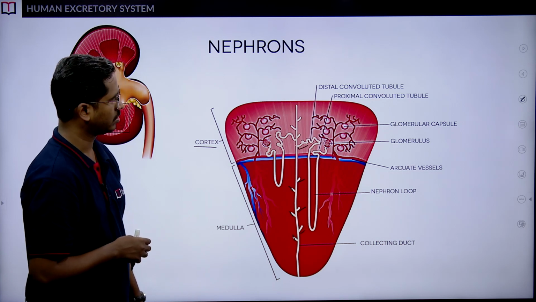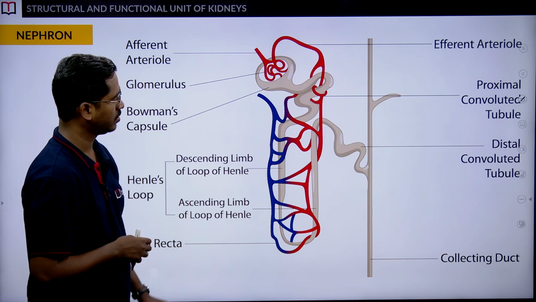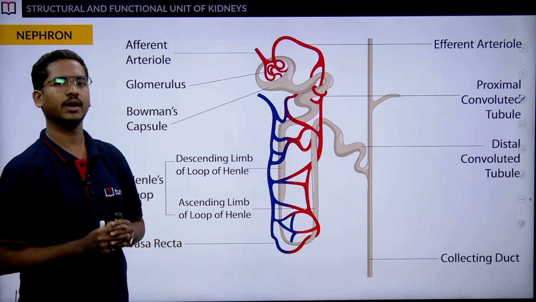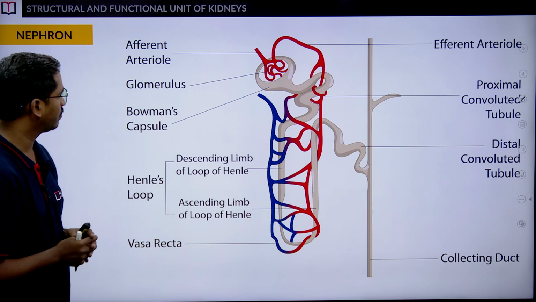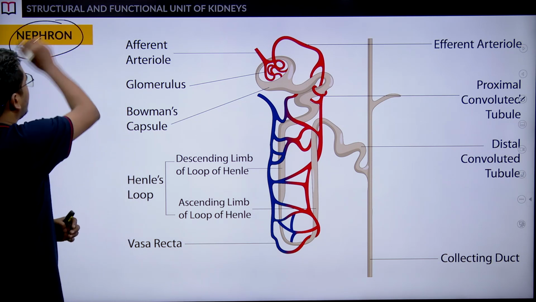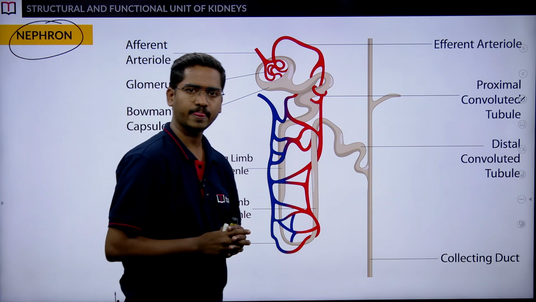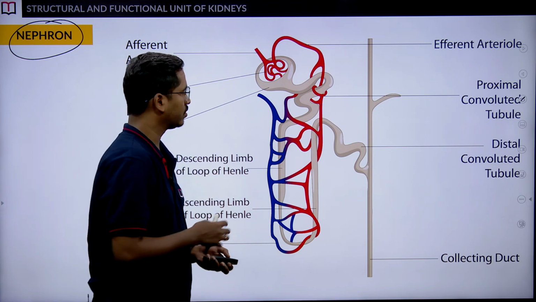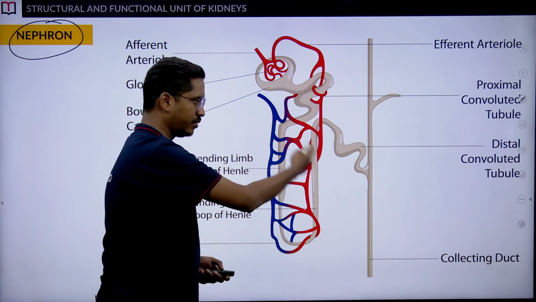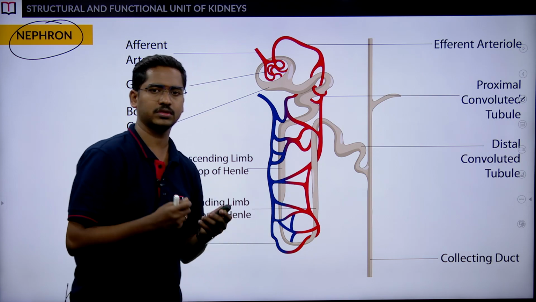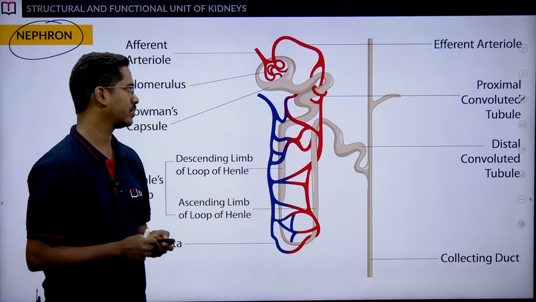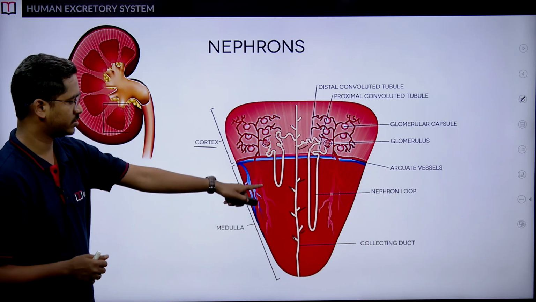So, let us move forward and see some more things. This is the structural and functional unit of the kidney, that is the nephron. Understood? So, this is how it looks. This is a single unit, which is the structural and functional entity of the kidney. Now, you see here, hope you understood now.